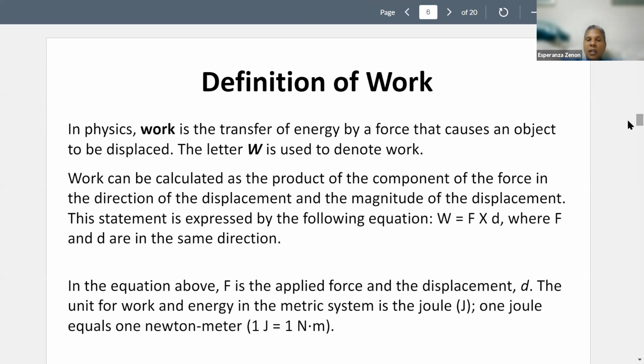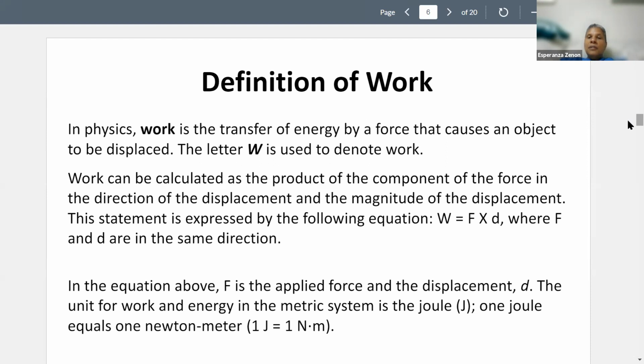The way we calculate work, it is the product of force and displacement. So you multiply force times displacement to get work. But you have to be very careful, okay?